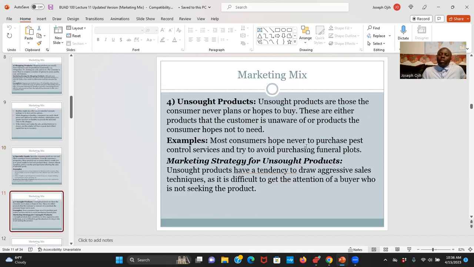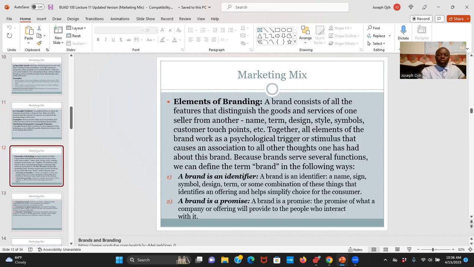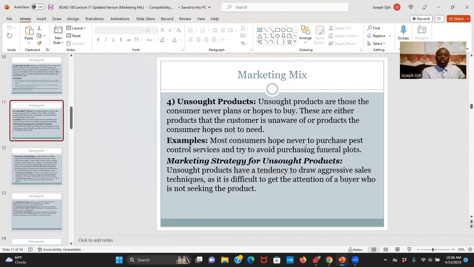Then the fourth one is the unsought products. Now, these are products that people don't usually plan to buy. They are either products that the consumer is unaware of, or products that they hope not to need. What kind of product is that, that the consumer doesn't want, doesn't even think of?